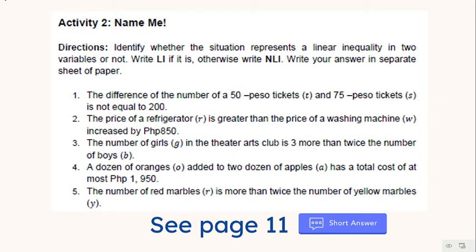So, this is 1 to 5. So, answer only LI or NLI. So, you can pause this video para masagutan nyo na siya agad-agad. Or, if not naman, you can take the activity afterwards. Yung link na isasend ko, doon nyo makikita din yan.